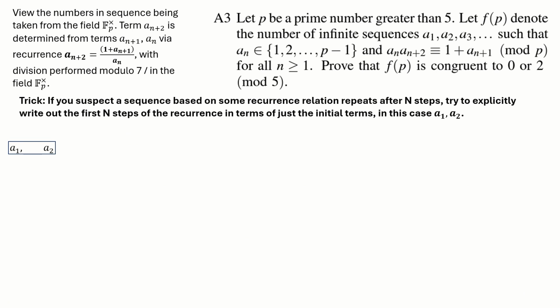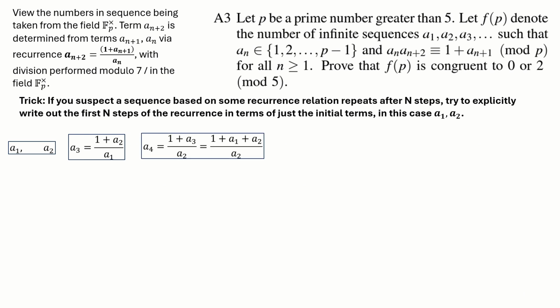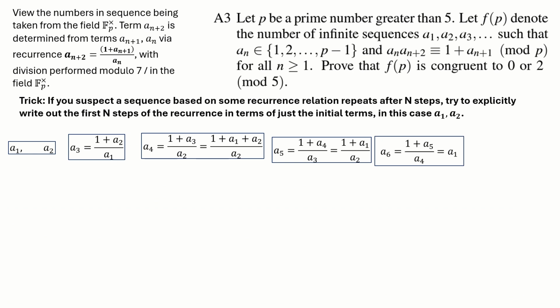The initial terms a1 and a2 we pick arbitrarily. The third term we find using our recurrence relation, performing division and addition mod p. The fourth term we find in the same way, and use our work for the third term to simplify. We do the same for the 5th, 6th, and 7th terms of the sequence. Again, we're assuming none of the terms are ever 0 mod p.